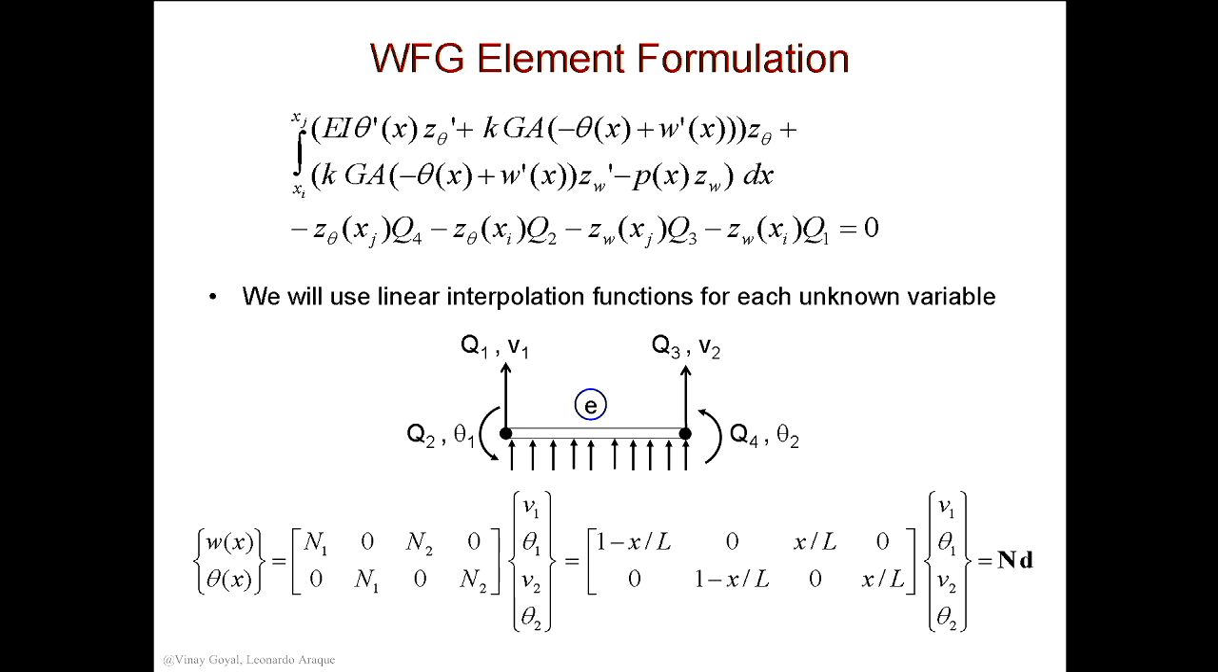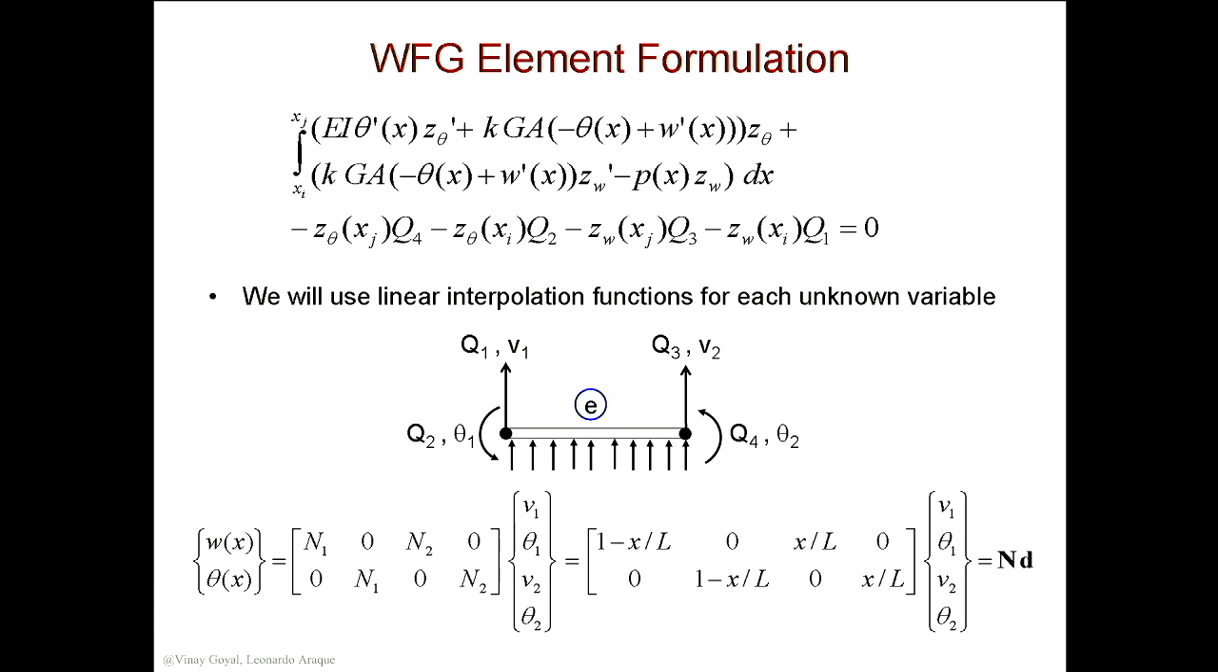And then what do I select for my weight function? I select each of my basis functions, right? And how many basis functions do I have? 4. I really have 4. How many unknowns do I have? 4. What are the unknowns? V1, theta 1, V2, theta 2, which is this vector right here. That's a vector of unknowns. And if I have four equations for four unknowns, now I can go ahead and assemble my global stiffness matrix and force vector and all the goodies, okay?